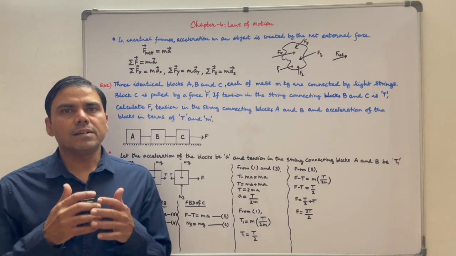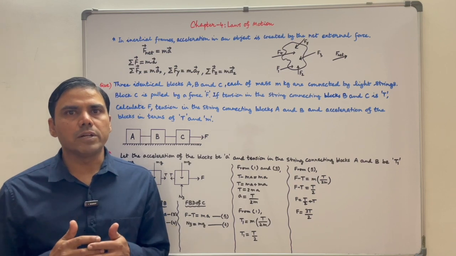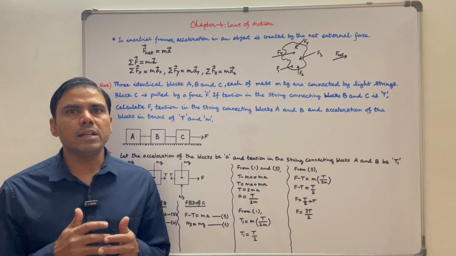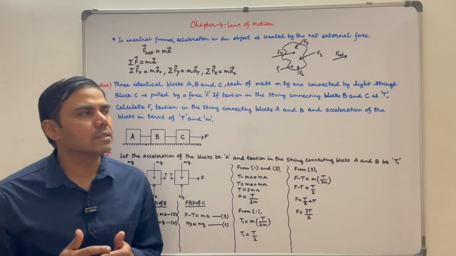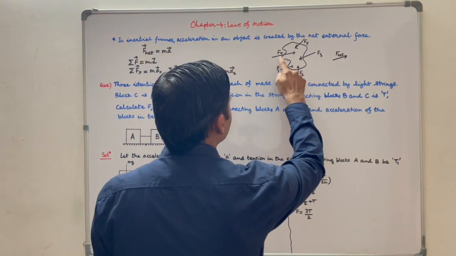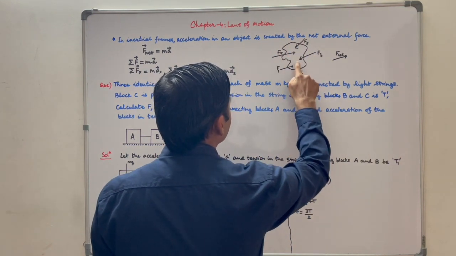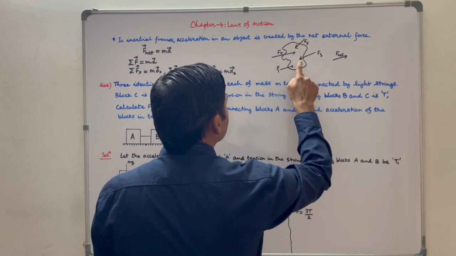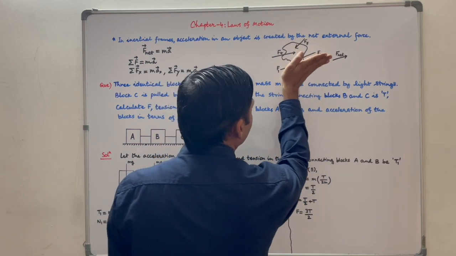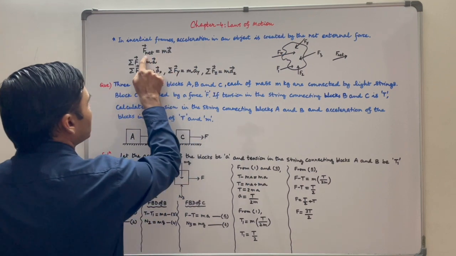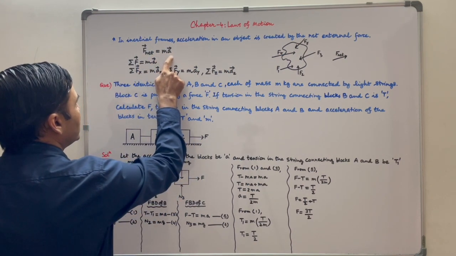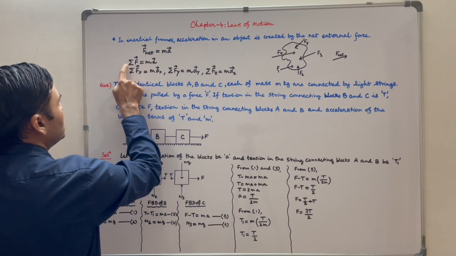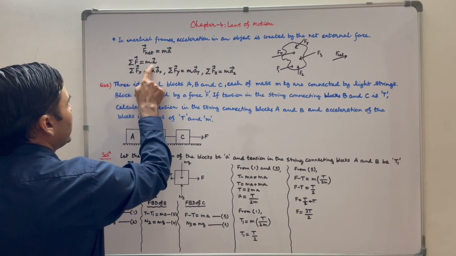Now let us understand translational motion in accelerated bodies. In inertial frames, acceleration in an object is created only by the external forces. Suppose this is an object and there are many forces applied on it. F net represents the vector sum of all these forces. Then this object will be accelerated along F net. F net is equal to mass into acceleration. And F net is represented by the summation of all the forces. So summation F is equal to ma.